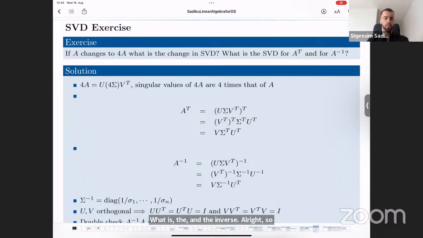All right, so the first one is actually really simple. When we multiply the matrix A by 4, we simply multiply the elements of the matrix containing the eigenvalues by 4. So the singular values of 4A are simply 4 times that of A. If you multiply a matrix by 4, then in the SVD, its eigenvalues would be 4 times that of the eigenvalues of matrix A.